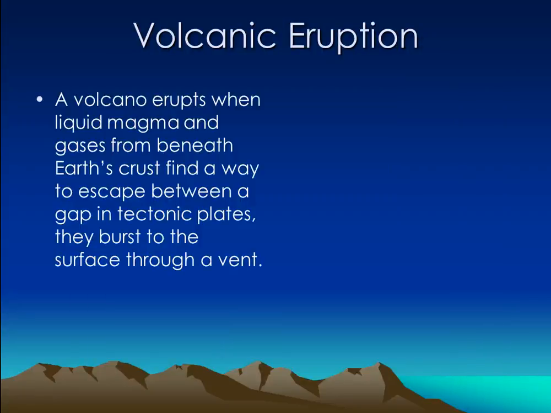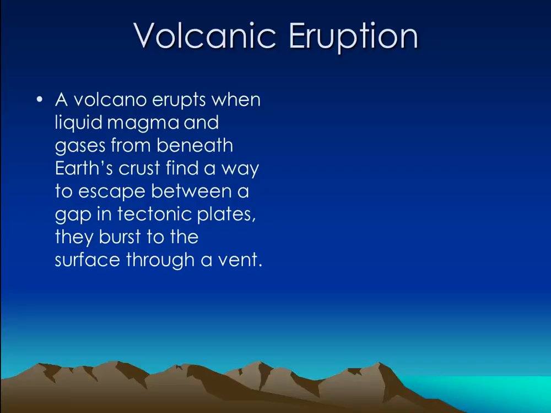Volcanic eruptions occur when liquid magma and gases from beneath Earth's crust find a way to escape between a gap in tectonic plates. In other words, they burst to the surface through a vent.